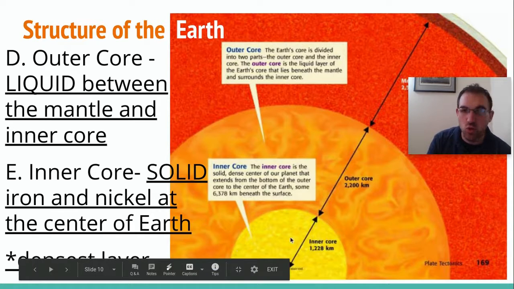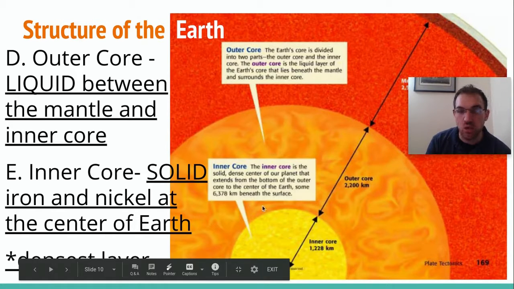Now, it's under incredible amounts of pressure. We know that because the weight of all of the things above it are pressing down on it at all times. So that is what pressure is. There's slightly less pressure as it gets out over here. We're not entirely sure what is going on here. Like, why is the outer core liquid? Why is this part solid?